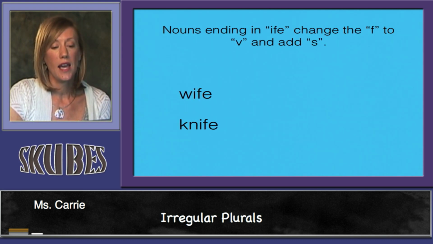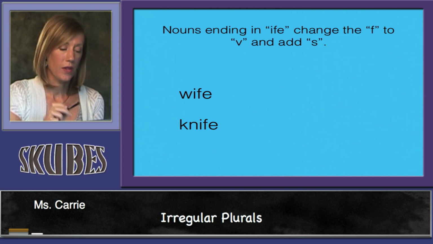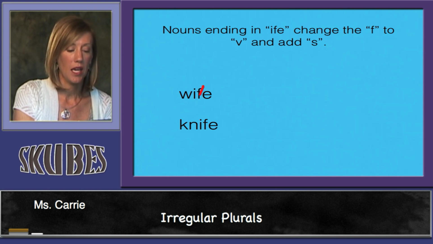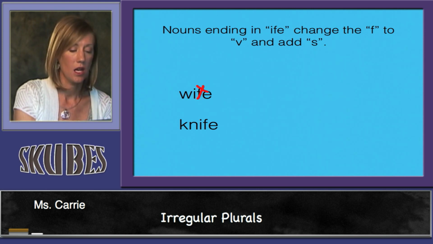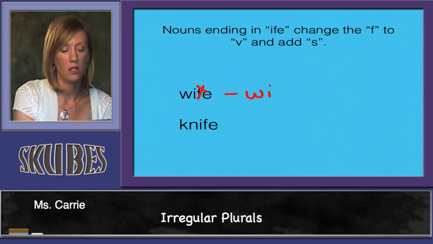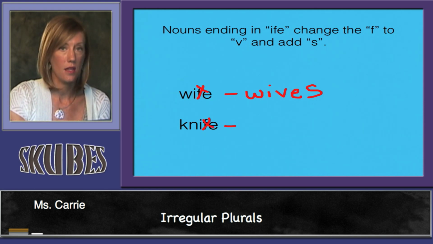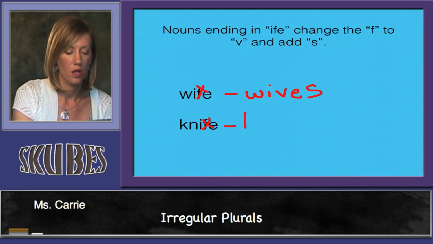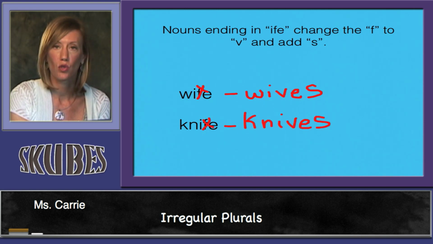Now, nouns ending in IFE, we're going to change the F to a V and add S. So wife, remember we're going to take away the F and we're going to add a V, and then at the end we're going to add an S. So wife becomes wives. I saw a lot of wives at the store. Knife, we're going to drop the F and we're going to add a V and then an S at the end of the word. So knife becomes knives. There were many knives in the drawer.